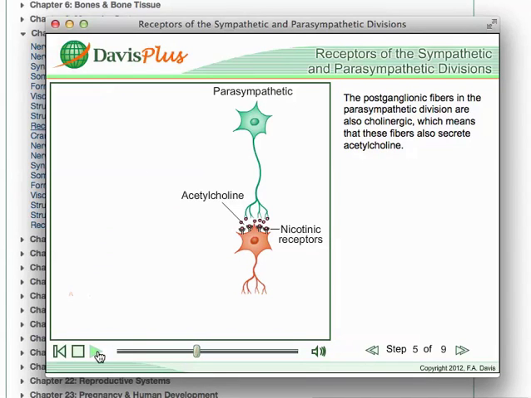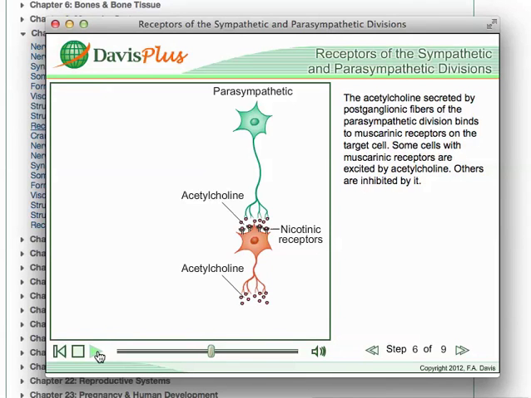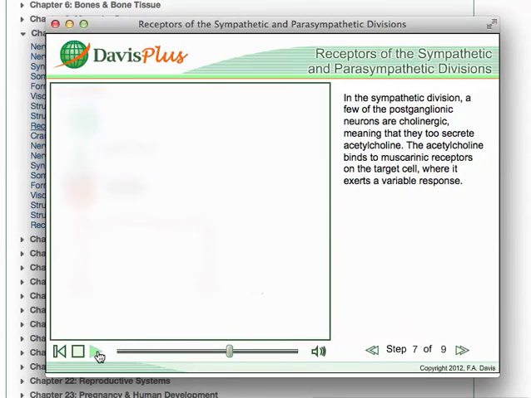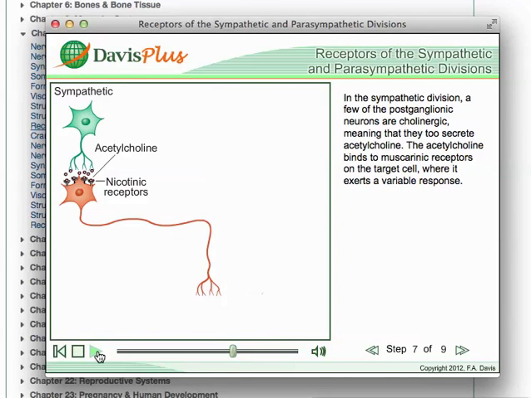The postganglionic fibers in the parasympathetic division are also cholinergic, which means that these fibers also secrete acetylcholine. The acetylcholine secreted by postganglionic fibers of the parasympathetic division binds to muscarinic receptors on the target cell. Some cells with muscarinic receptors are excited by acetylcholine. Others are inhibited by it. In the sympathetic division, a few of the postganglionic neurons are cholinergic, meaning that they too secrete acetylcholine. The acetylcholine binds to muscarinic receptors on the target cell, where it exerts a variable response.